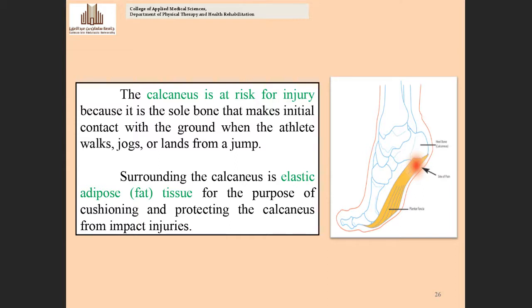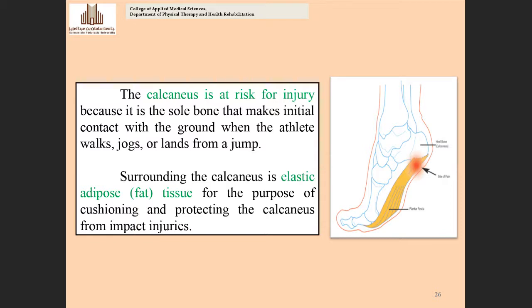So this bone should be very strong, because the whole body weight is transferred through the femur, the tibia, the tarsal bones, and passes through the calcaneus bone. So there is more probability of injury to the calcaneus bone.